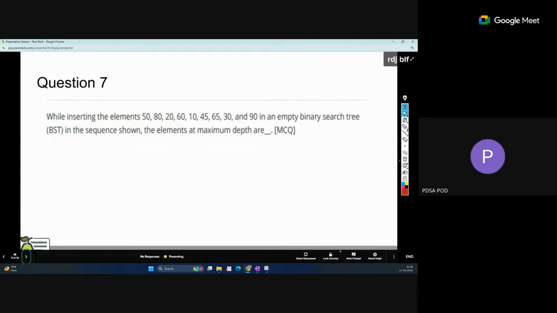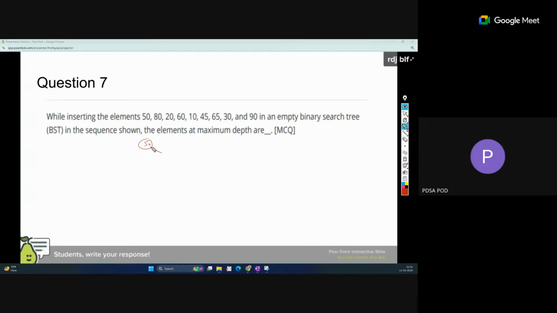So this is again a binary search tree. Here no rotation is required, so only the binary search tree is there. 50 is the first node. 80 is greater than 50, so 80 will be added here. 20 is smaller than 50, so it is connected on this side.